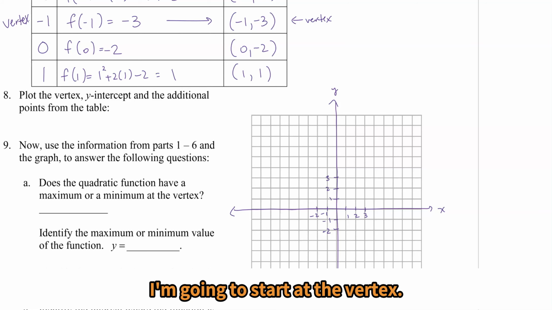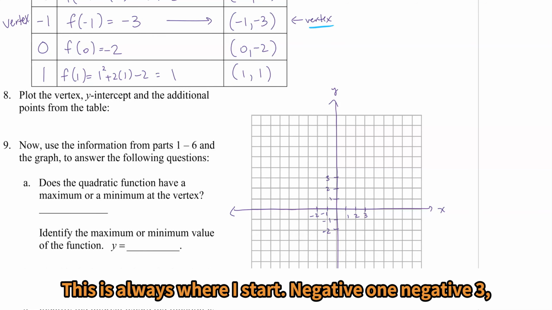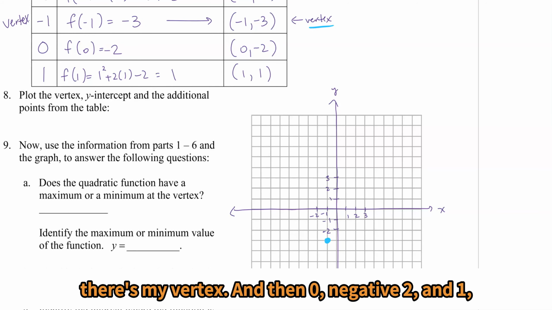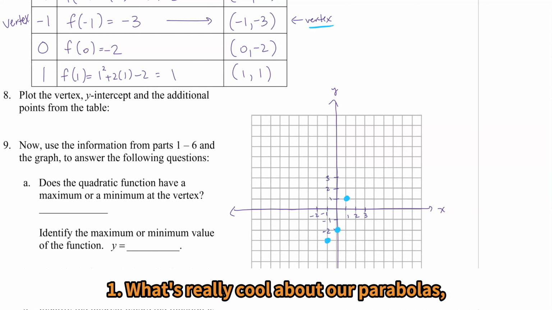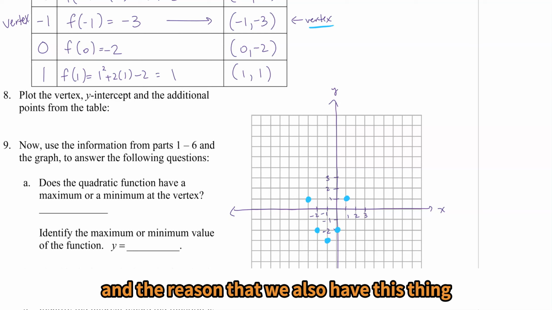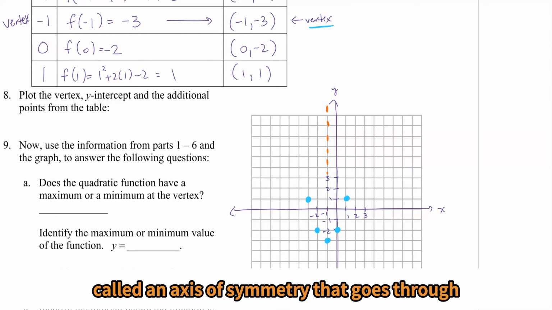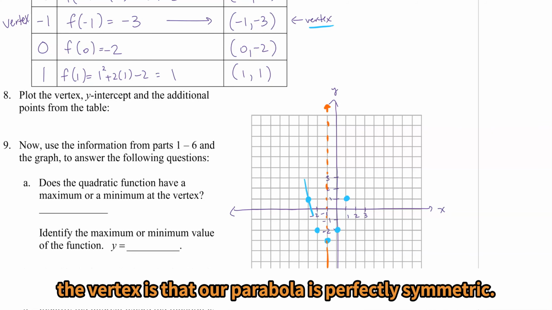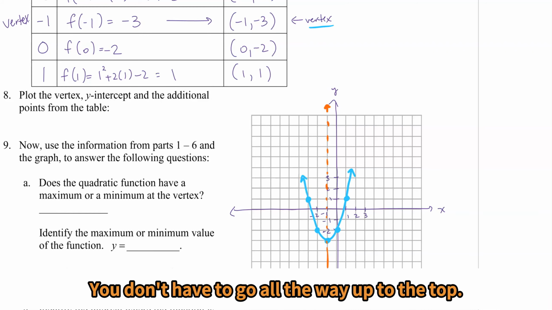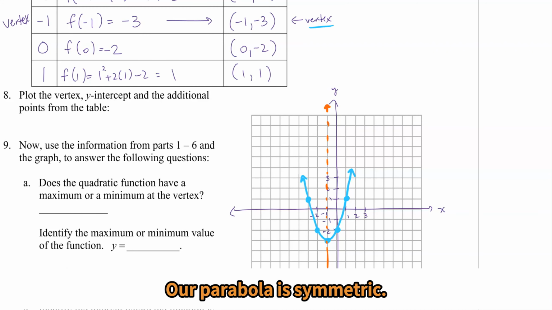Once you have that, then we can start graphing our quadratic function. I'm going to start at the vertex. This is always where I start. Negative 1, negative 3. There's my vertex. And then 0, negative 2, and 1, 1. What's really cool about our parabolas, and the reason that we also have this thing called an axis of symmetry that goes through the vertex, is that our parabola is perfectly symmetric. And you don't have to go all the way up to the top. But our parabola is symmetric.